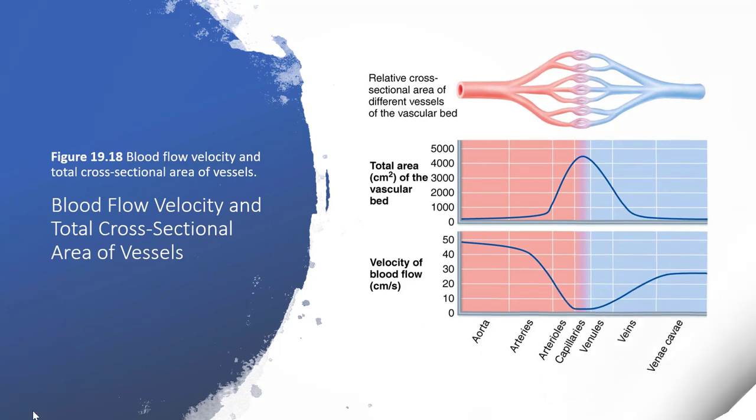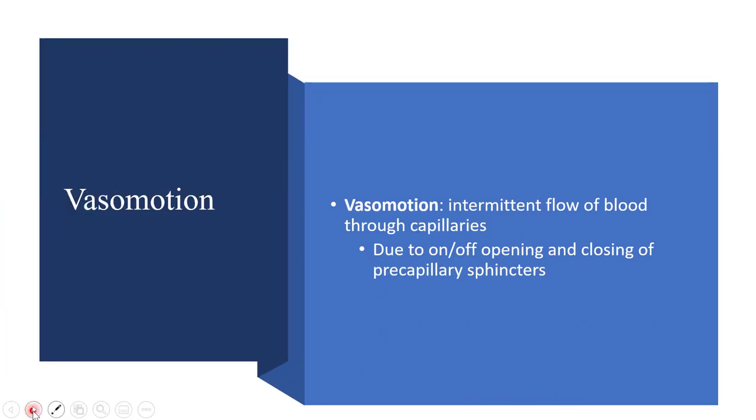It slows down in the capillary, which is good because it allows exchange of materials. So vasomotion, we've done this before, I think in the first part of chapter 19, when I discussed what vasomotion is. This is the intermittent flow of blood through capillaries. And intermittent simply because vasomotion is afforded by the closing and opening of the precapillary sphincters.